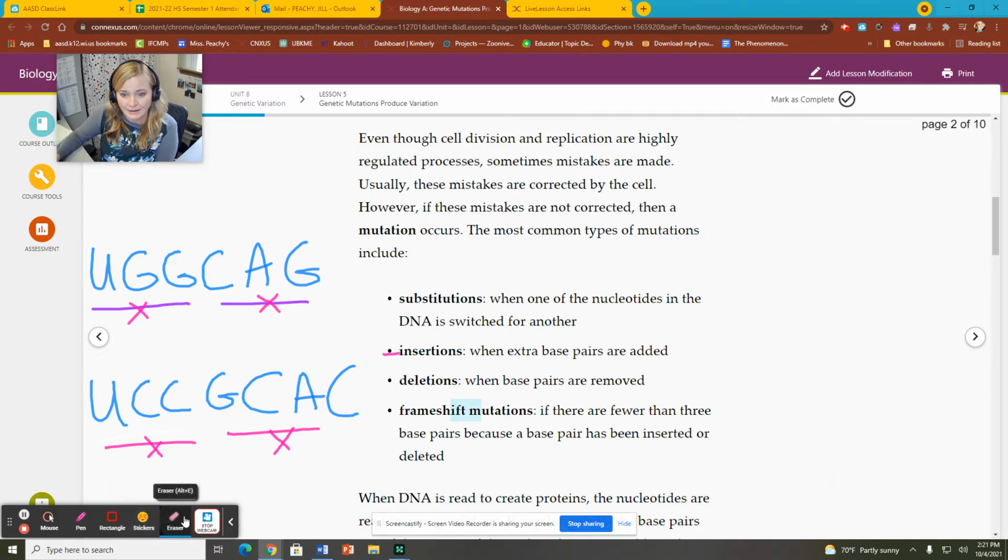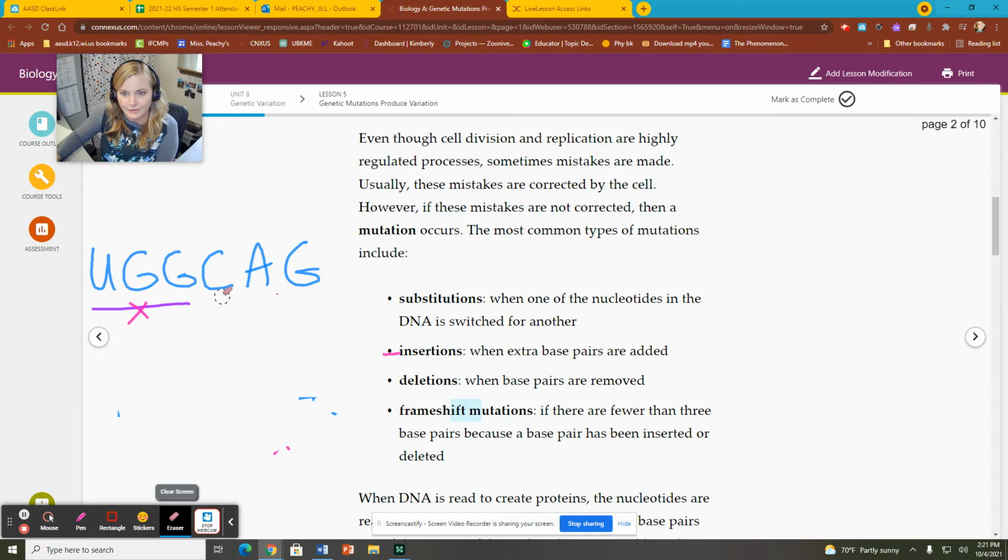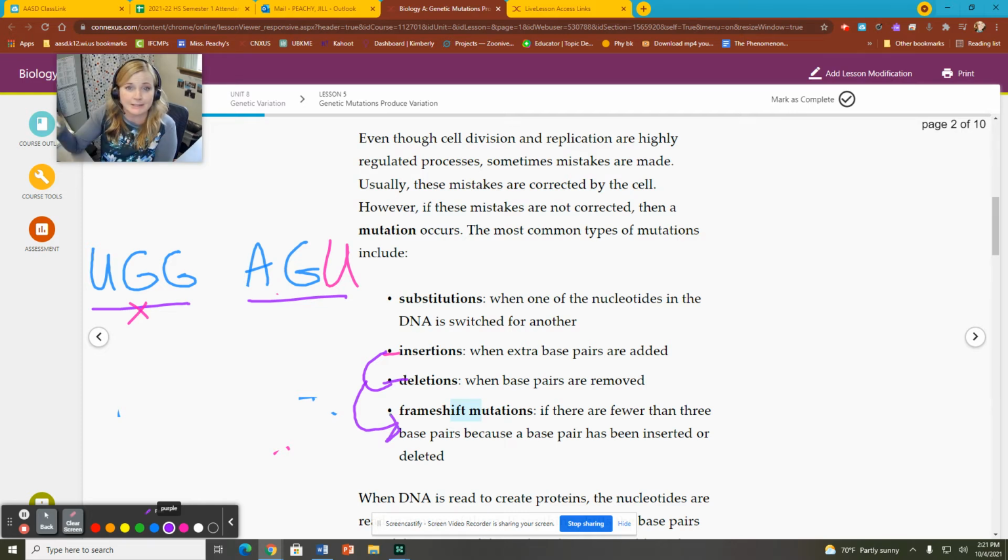So instead, if I deleted, say, one of these letters right here, and let's say my next letter here was U, now it's going to be read wrong. It was supposed to be CAG, now it's AGU. So again, both of these can result in frame shift mutations. And that just messes up your entire messenger RNA, all of your amino acids after that point.